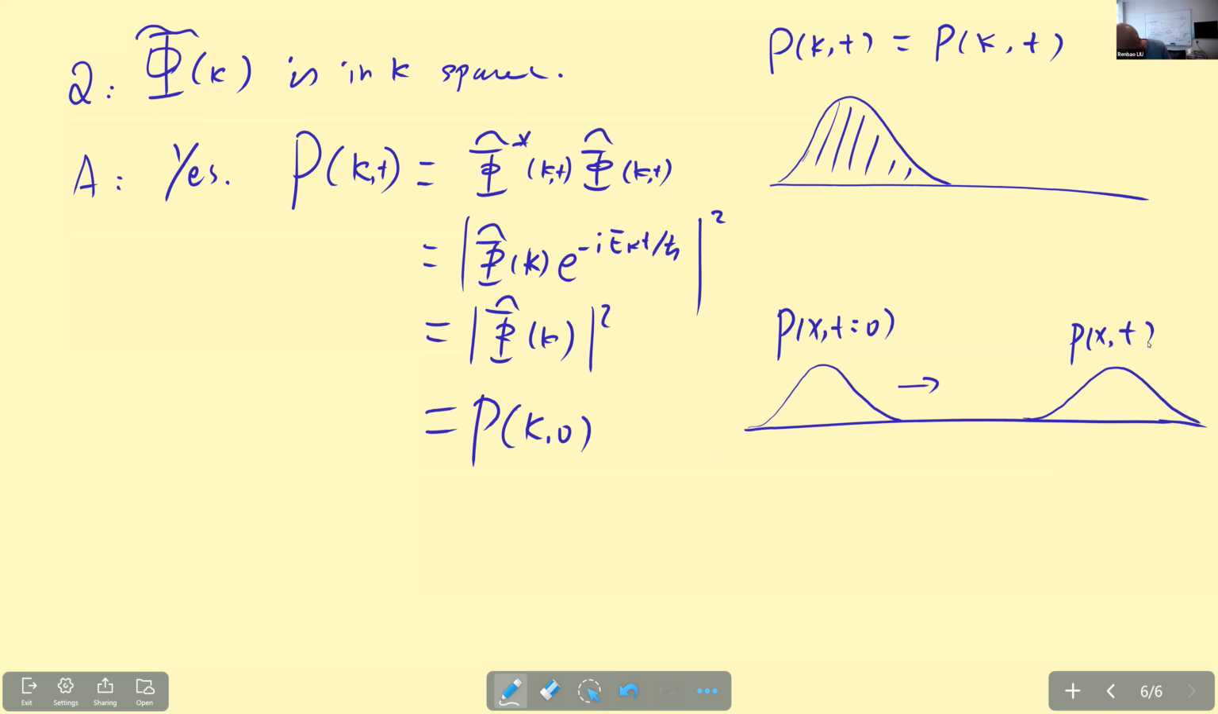So the wave packet, if you look at the probability distribution in the K space, actually is not changing with time. But because of interference, because the phase factors are changing, you can see that the wave packet in the real space is moving from one position to another position.